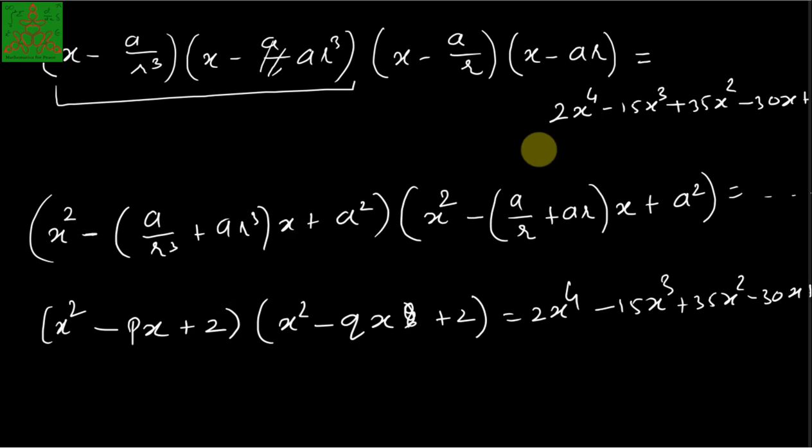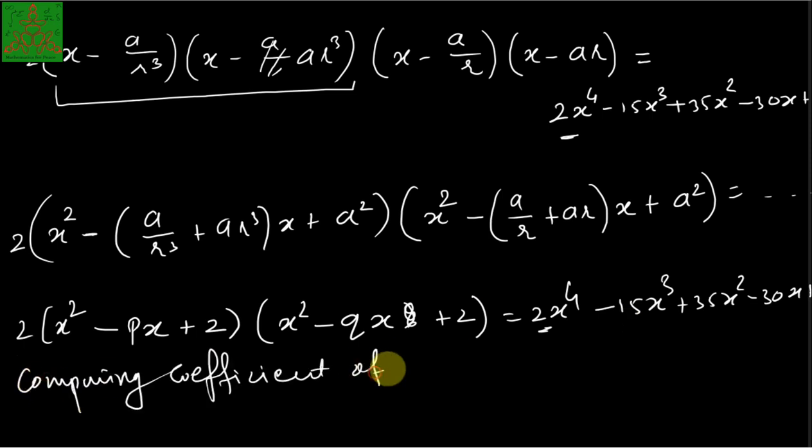Now to adjust this 2 here, I multiply 2 on this side also, to make this 2 visible or to adjust that. And then we compare the coefficients on both sides. So comparing the coefficient of x cube and x square, let's see what will happen. So here the coefficient of x cube is minus 15.